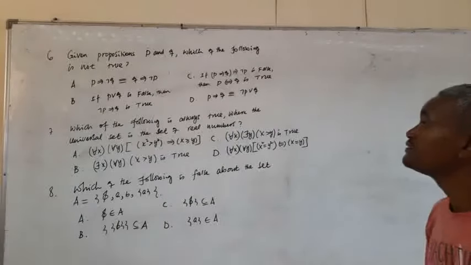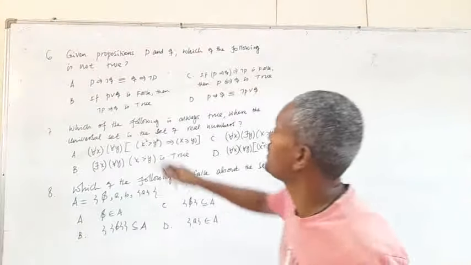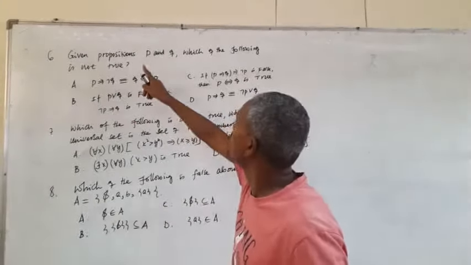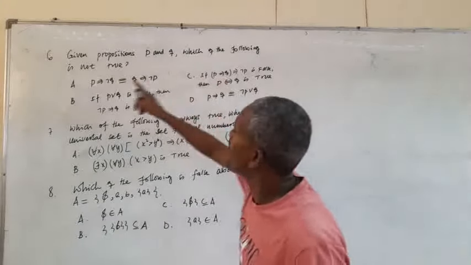Okay, let's continue to the next question, number 6. Given the propositions P and Q, which of the following is not true?